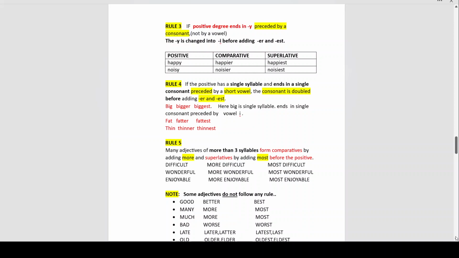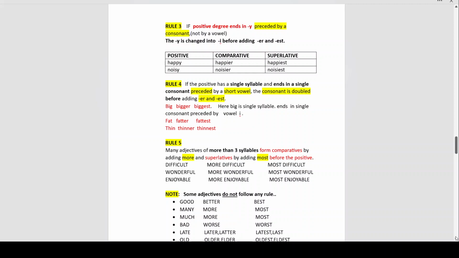Now, if the positive has a single syllable, and big is a single syllable, and it ends in a single consonant, what is the single consonant in big? G. What is preceding G? It is preceded by a short vowel I. Then what happens to G? We double G. Whatever consonant is given at the end, it becomes double. So BIG becomes BIGG, and then in comparative we add ER, and in superlative we add EST. So here big is a single syllable, ending in a single consonant G, which is preceded by the vowel I.